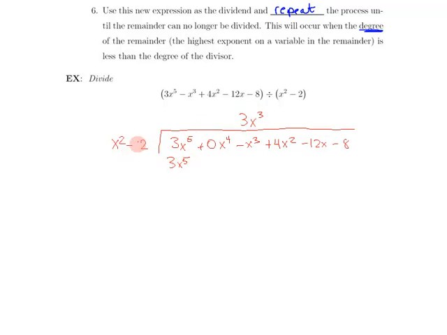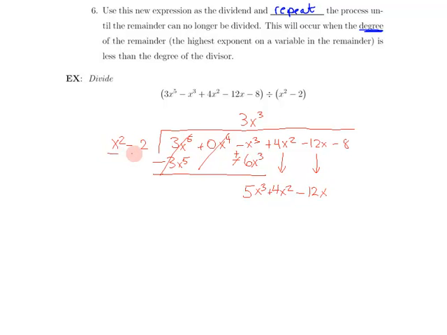3x cubed times minus 2 is minus 6x cubed, so it goes right here because we line up like terms. Now to subtract, we go in and change our signs. That drops out. That drops out. Minus x cubed plus 6x cubed is a plus 5x cubed. You don't actually have to write the plus. It's understood. So let's get that 5. All right, bring down the next term, 4x squared. And since we canceled 2 powers at the same time, we're going to bring down the next one as well.